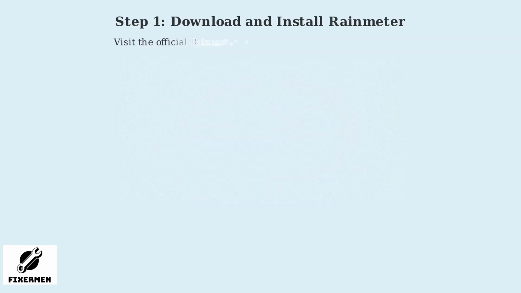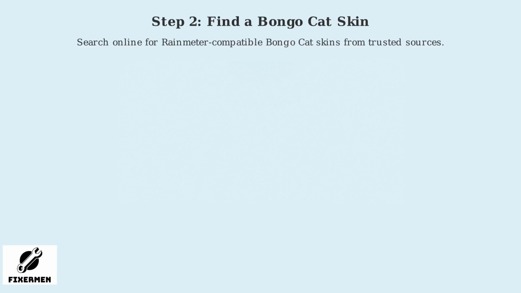First, visit the official Rainmeter website to download the installer. Rainmeter is a free desktop customization tool that allows you to create and use skins like Bongo Cat. Next, find a Bongo Cat skin that works with Rainmeter. Many skins are available from community websites and forums. Make sure to download from reliable sources.